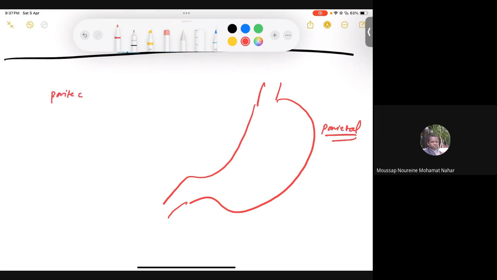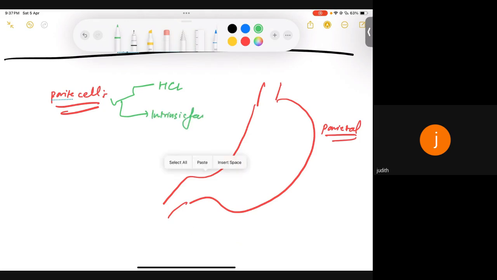Parietal cells secrete hydrochloric acid, HCl. What else? Intrinsic factor. Perfect. Intrinsic factor. As we discussed, if we ingest vitamin B12, in the mouth it's going to be bound with a certain factor. What's the name of that? We discussed that in big detail, right?